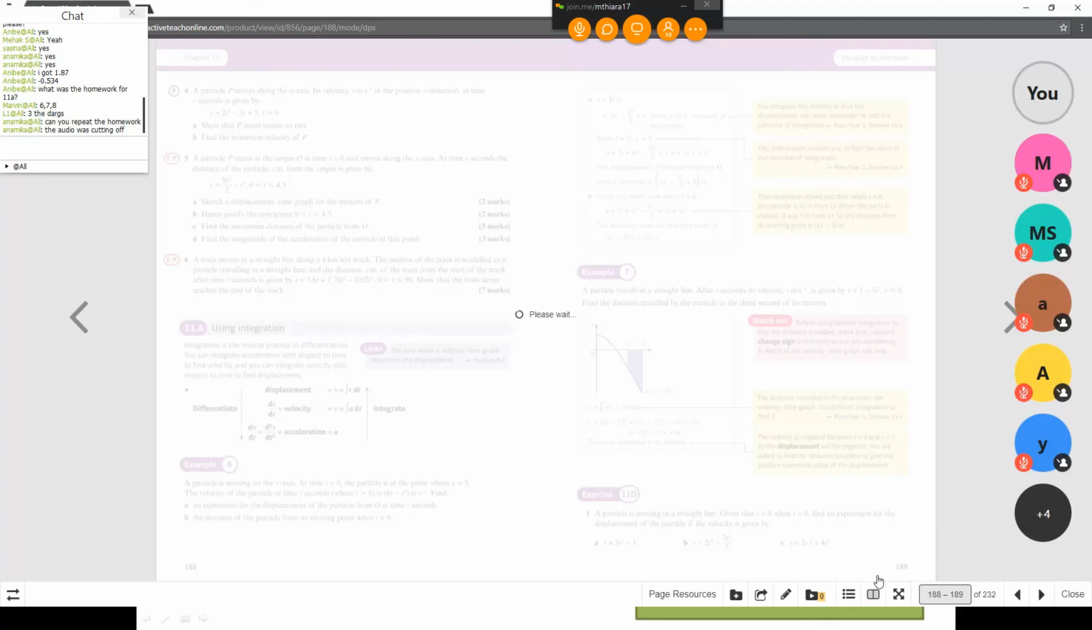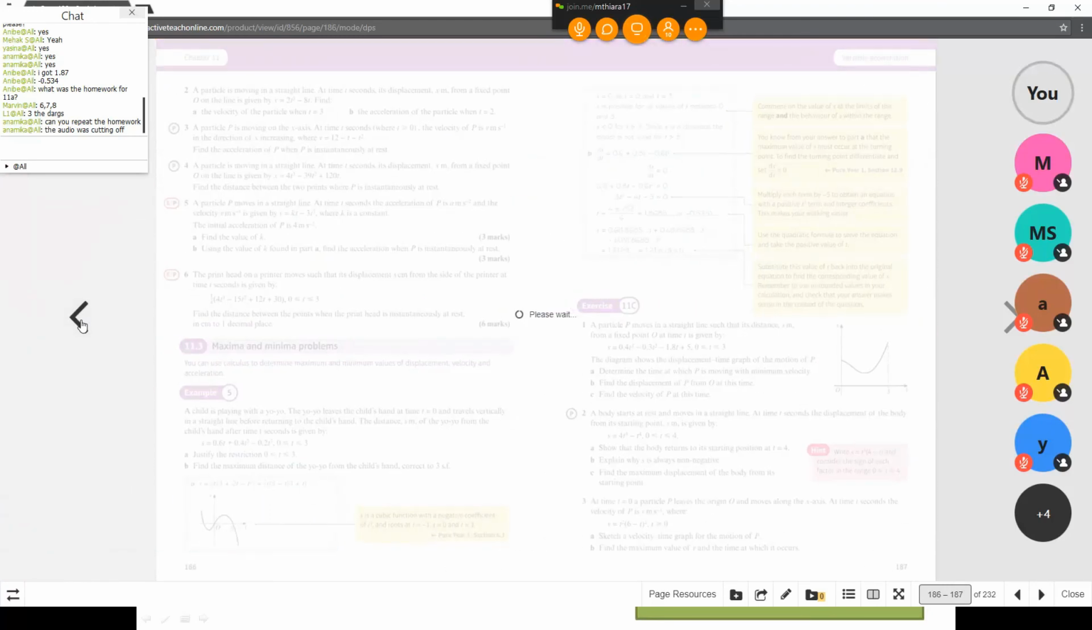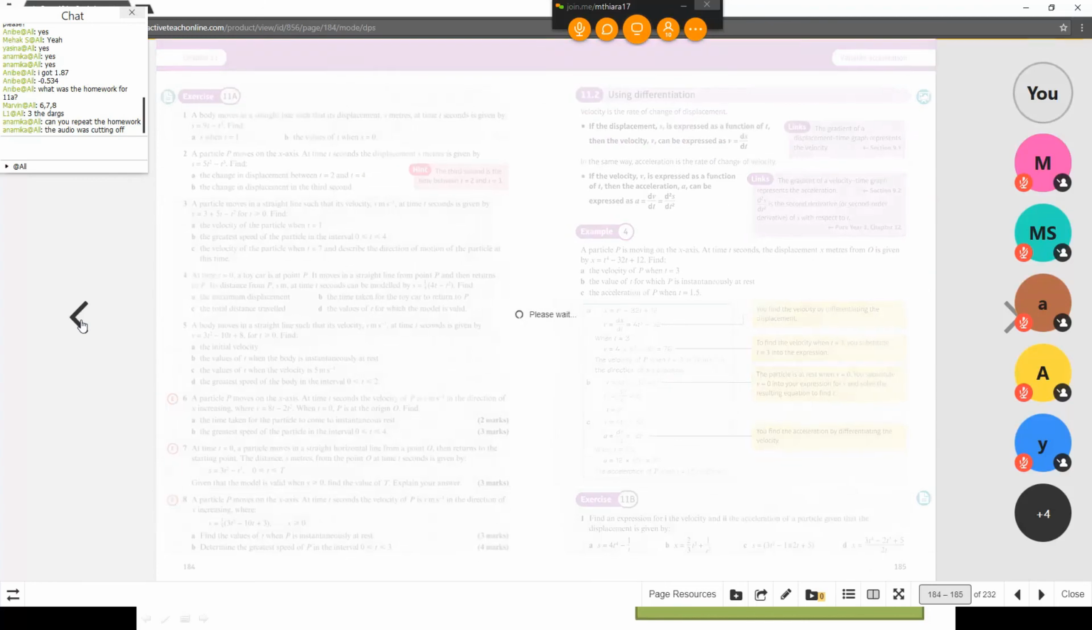So 11C 4, 5 and 6, 11B 4, 5 and 6, and 11A 6, 7 and 8.